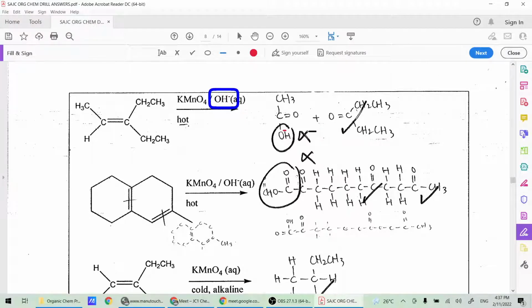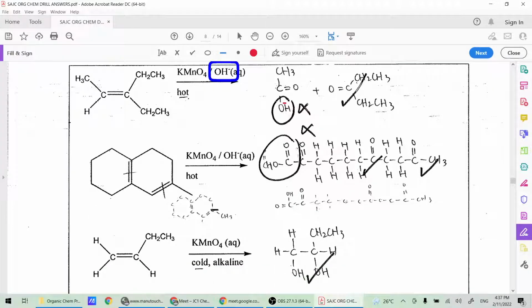Just remember, if you use hot alkaline KMnO4, very important, hot alkaline KMnO4, any carboxylic acid in your product will react with the alkali to give you a salt. Basically it loses its proton. Similarly here, there's OH, and since that part's a ketone, nothing happens to it, but here is a carboxylic acid.